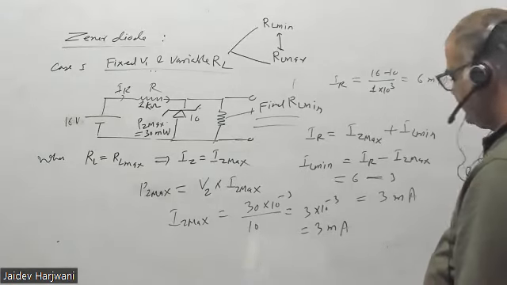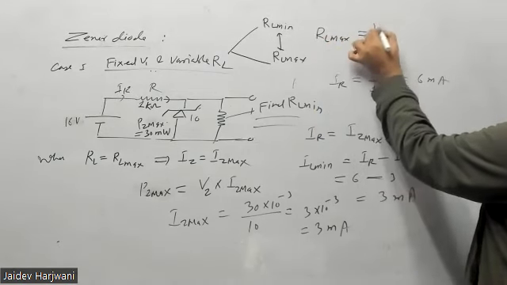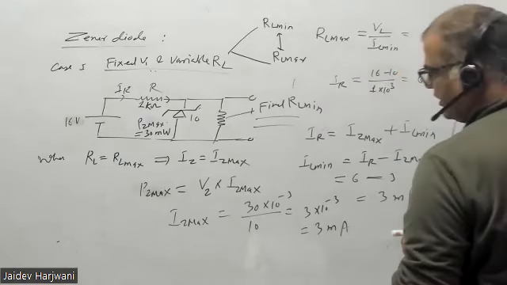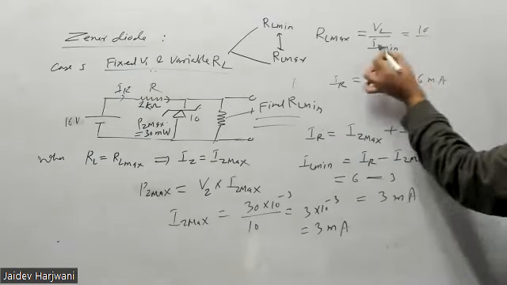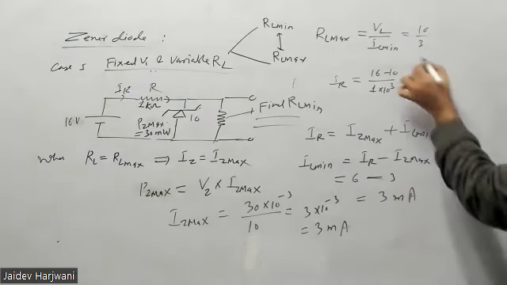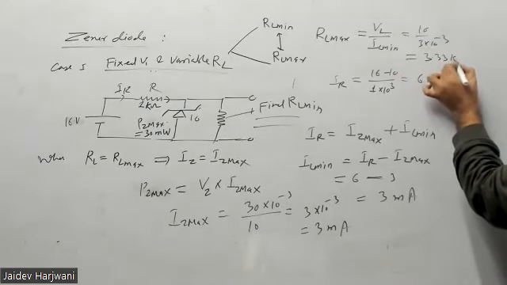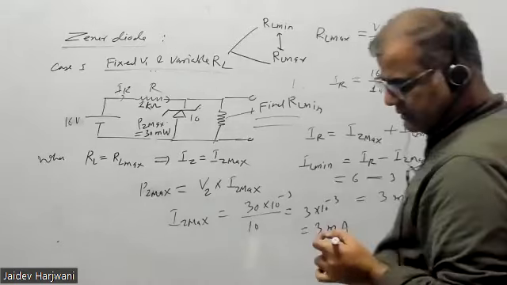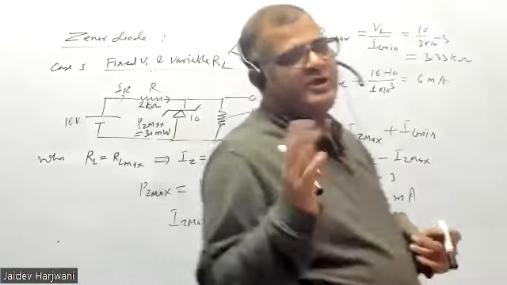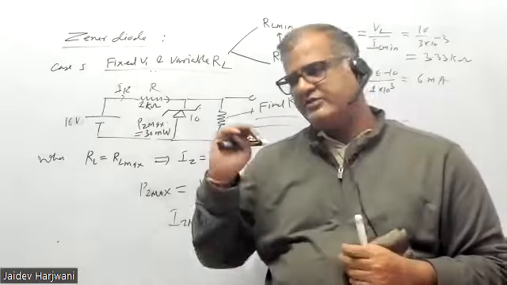Okay, so you can find now RL max. So RL max is VL, which is fixed, upon IL minimum. VL is how much? 10 volt, and IL minimum is how much? 3 milliampere. This will give you 3.33 kilo ohm. So 1.2 kilo ohm it was not on. Okay, 3 kilo ohm it was on.